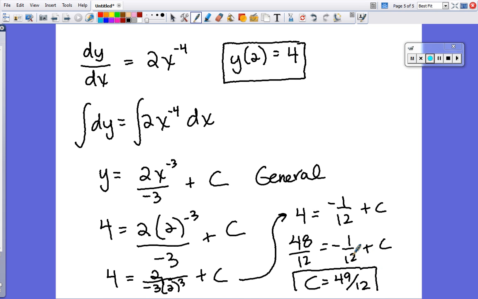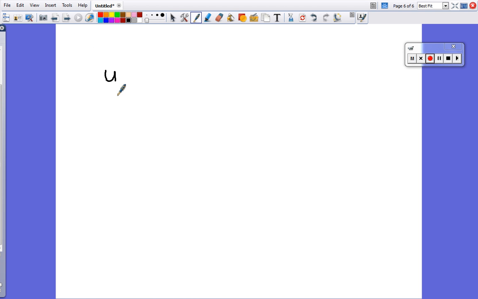So our particular solution would look like the following on the next slide. y equals negative 2 over 3x cubed, plus 49/12 is our particular solution.